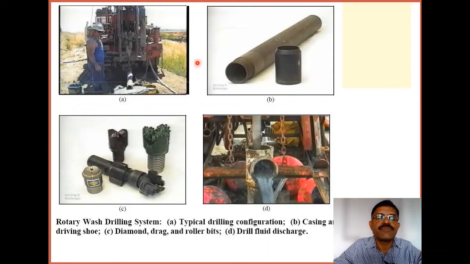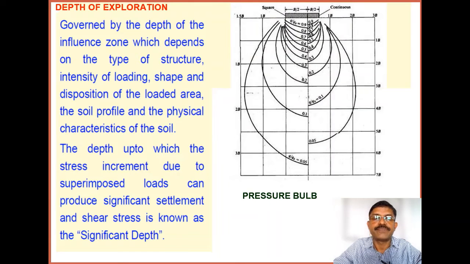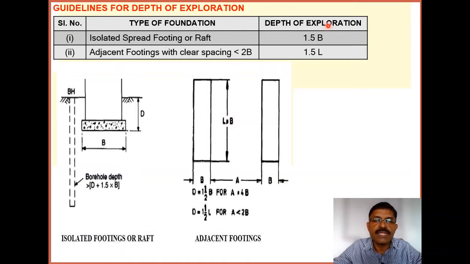And these are some of the parts of the wash drilling system. You can see here there will be a cutting shoe also available, and there are cutting core or drill bits. So these are used for hard or stiff soil and rock formation. The depth of exploration, or significant depth, is found out using the pressure bulb. Generally it is used for mega projects, and there are some guidelines for depth of exploration, even for boreholes. So these are some of the schematics that show you a clear explanation of that.